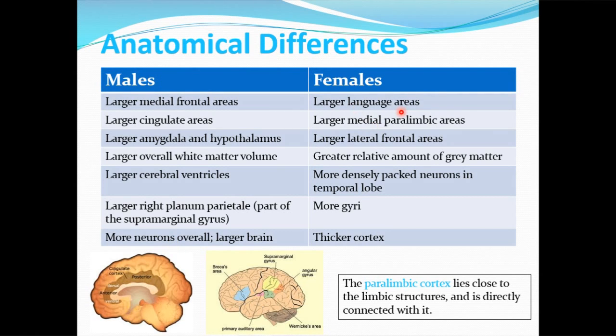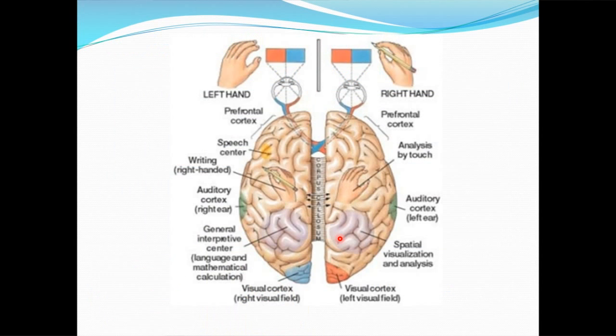Females have larger language areas. They have larger medial paralimbic areas, larger lateral frontal areas, a greater relative amount of gray matter, more densely packed neurons in the temporal lobe, more gyri, and a thicker cortex.